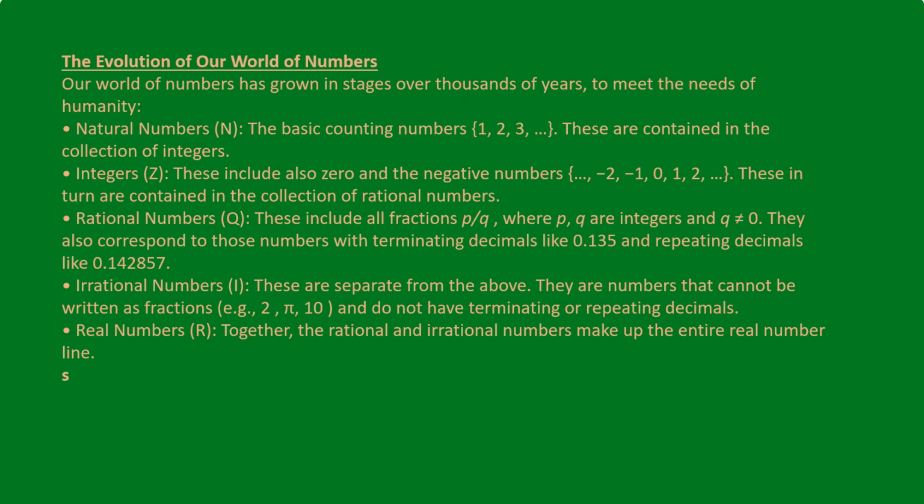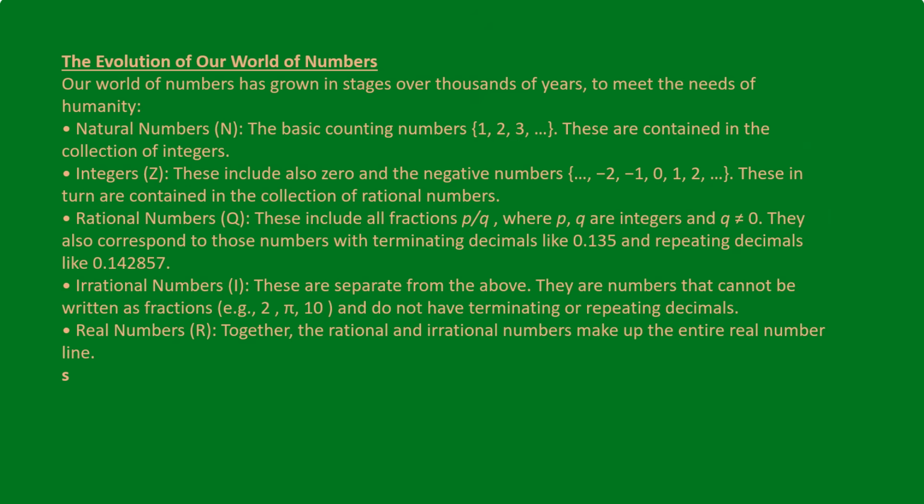These in turn are contained in the collection of rational numbers. So the rational numbers include all the integers. Integers once again include all the natural numbers as well as 0. So the whole numbers come under integers and the integers come under the rational numbers. Now, what are rational numbers? These are the numbers which can be represented in the pattern p by q, where p and q are integers and q should not be equal to 0.